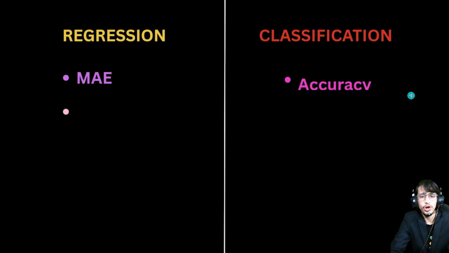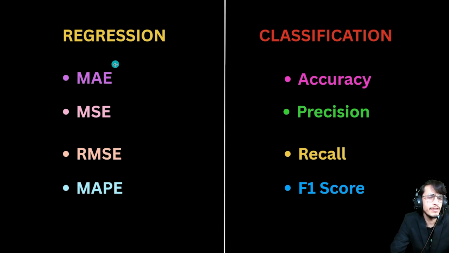We already know that for regression we have various evaluation metrics like MAE, mean absolute error, MSE, mean square error, RMSE, root mean square error, and mean absolute percentage error. But for classification we have these metrics: accuracy, precision, recall, and F1 score. In this video we are going to talk about the evaluation metrics for classification only.